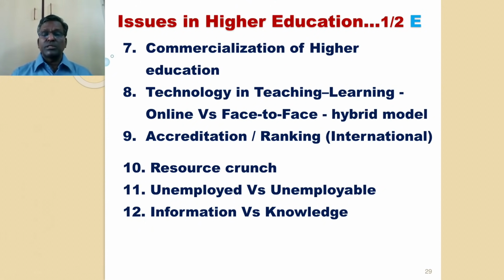Then the 10th one is resource crunch. Okay, so funds are depleting. Therefore, there is a severe resource crunch, and this is another major issue in higher education. Now, the 11th major issue in higher education is the question of unemployed and unemployable.